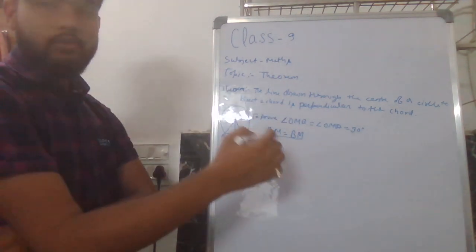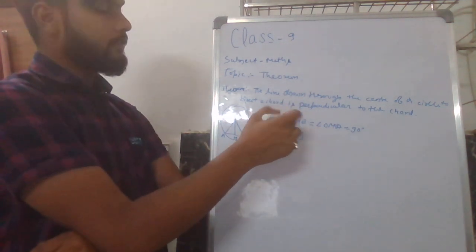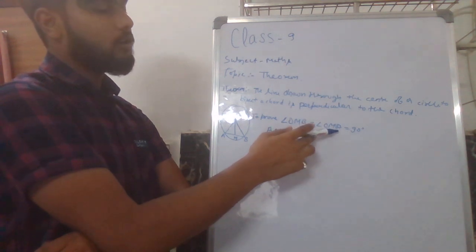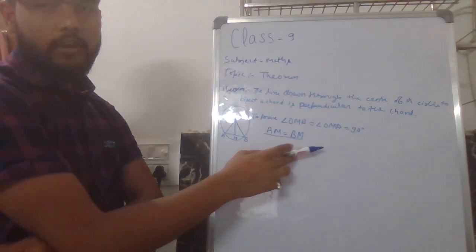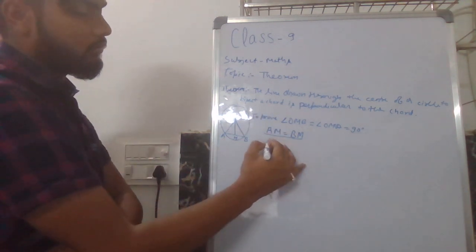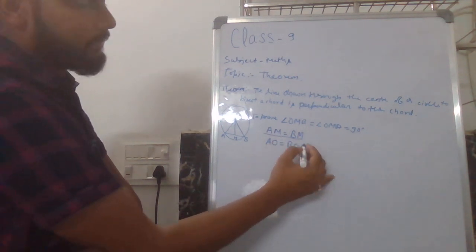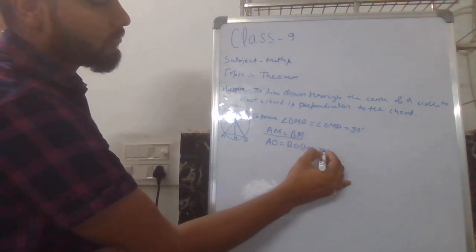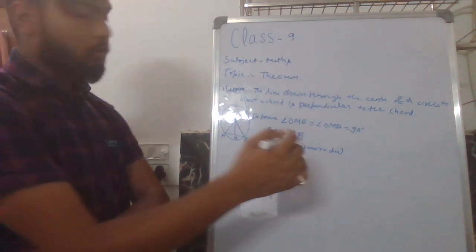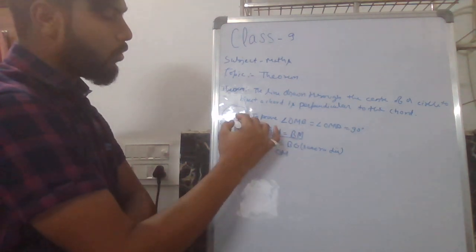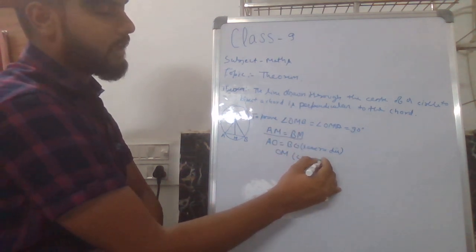Now we will come to the proof of this theorem. So to prove it, we will start the proof. Here we can see angle OMB is equal to angle OMA, equal to 90 degrees. Okay, so this is the given. Now we come down: AO is equal to BO, since these are the same radii. Then OM is common in both, so we will write this as common.